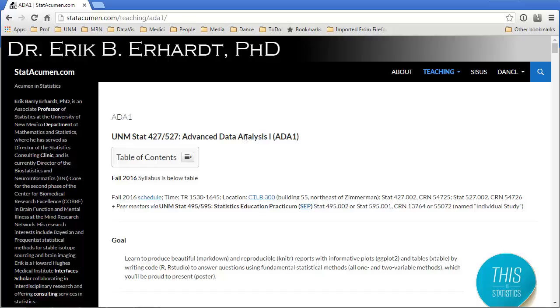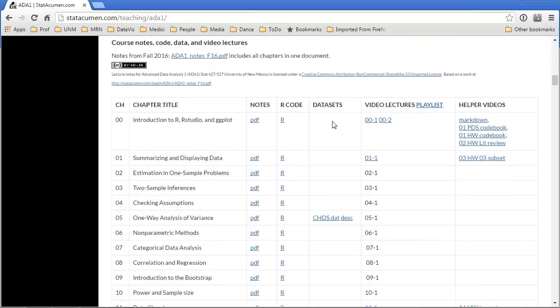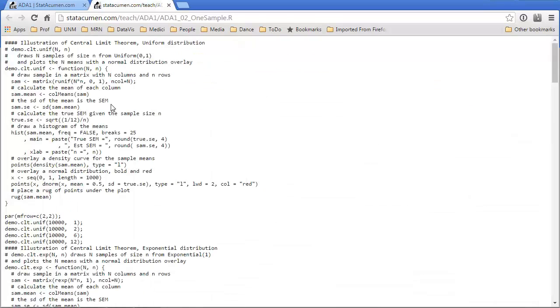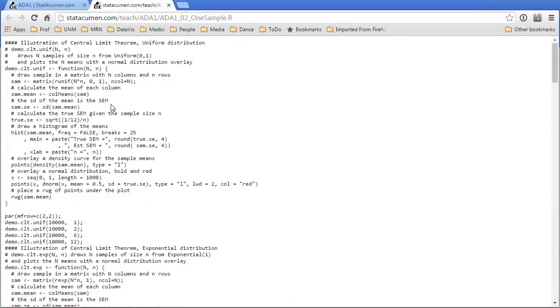In this video, we'll be looking at Chapter 2 on one-sample estimation. I'm going to scroll down from the course website down to the course notes, and we'll be looking at Chapter 2. I recommend, as always, downloading the R code that goes along with this lecture that's in the PDF file, and in the R link here you'll find all the code that appears in the chapter, and you can follow along running it in your RStudio console.